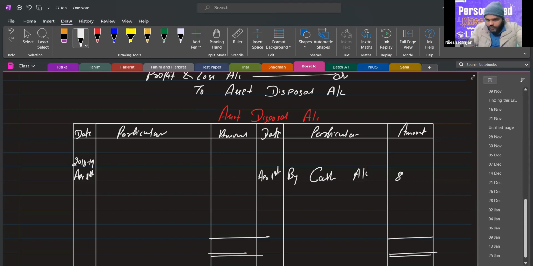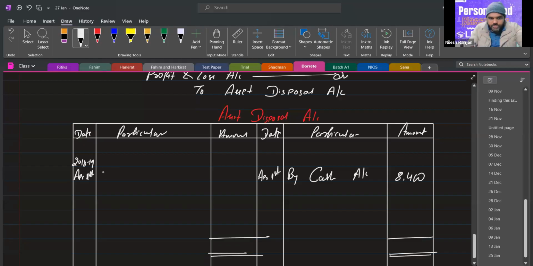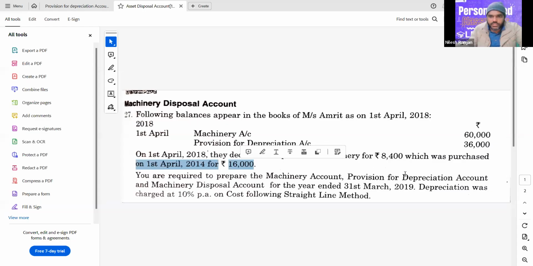how much? 8,400, which was purchased on 1st April 2014 for 16,000. So the value of this asset was 16,000. So we will transfer the 16,000, and also on this date, the accumulated depreciation will be transferred, which is called provision. So provision for depreciation will be transferred, but we have to calculate that.